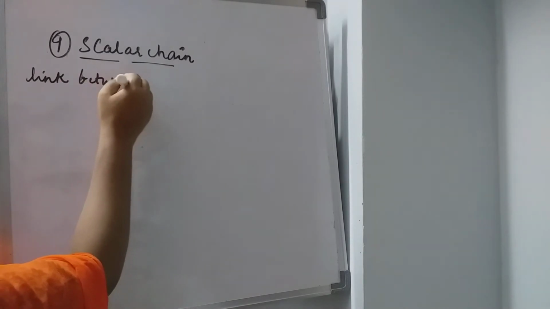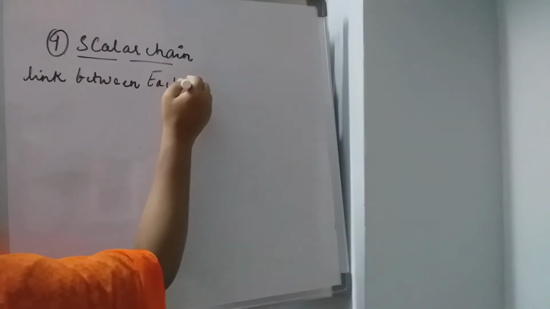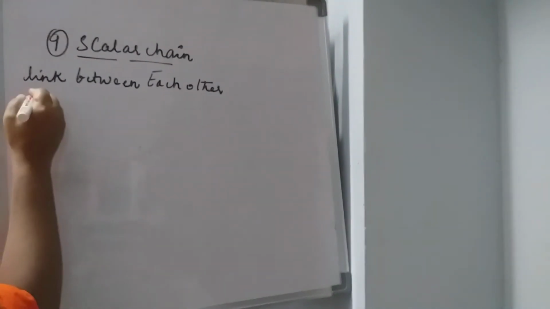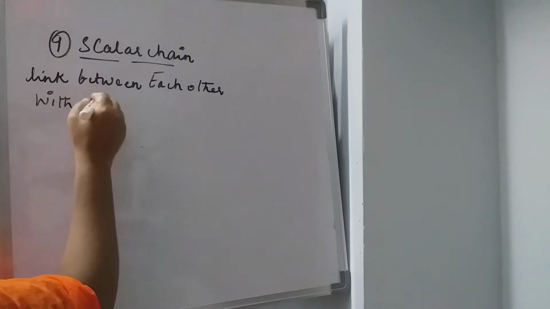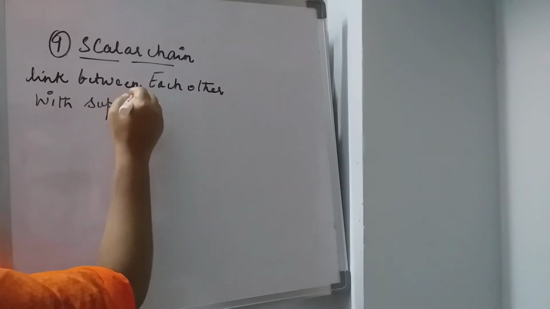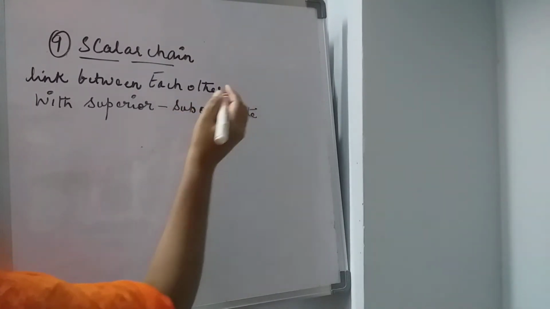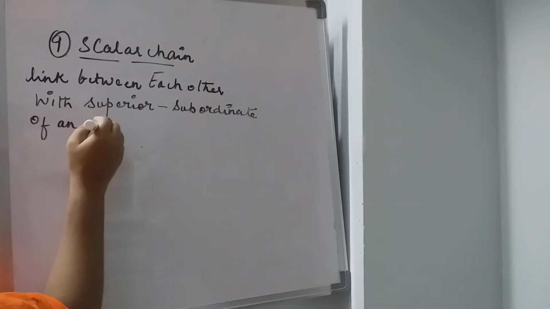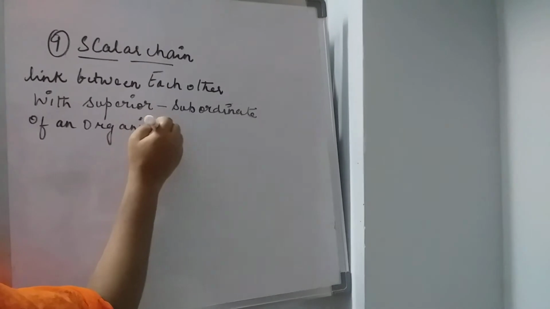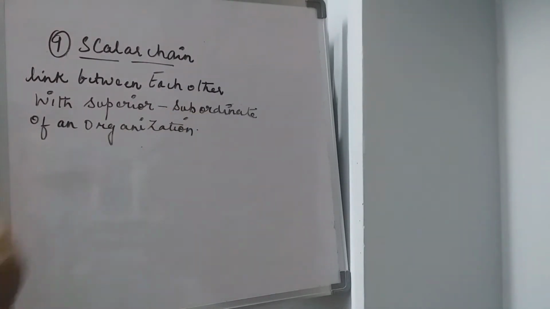The link between each other, with superior and subordinate, of an organization is called scalar chain. That means here, each and every employee who is working in the organization has a relationship with the superior and the subordinate.